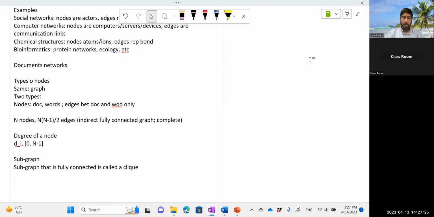So let's move on. Of course, graph theory is a deep topic, a topic that is studied by computer scientists as well as mathematicians, and there is a lot of theory associated with it. So now let's move on.